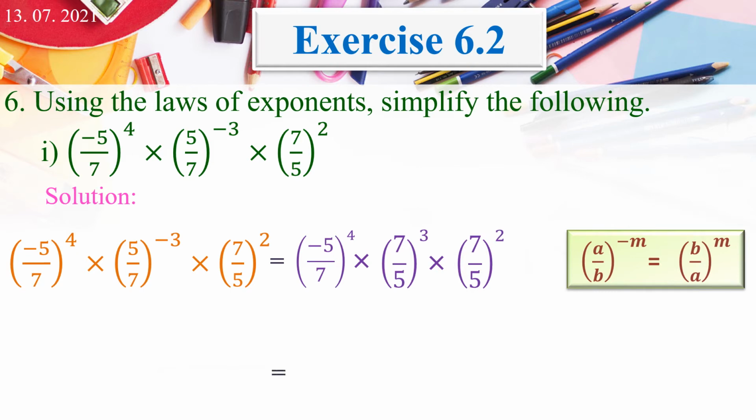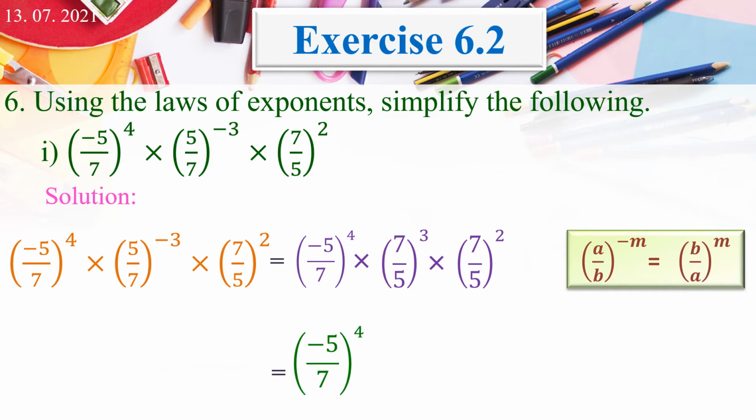Now, which is equal to 7 by 5 whole cube into 7 by 5 whole squared, having the same base. So we can use the law. Which law can be used here? Yes, of course, the first law can be used. What is the first law? Multiplication of numbers with the same base and different exponents.